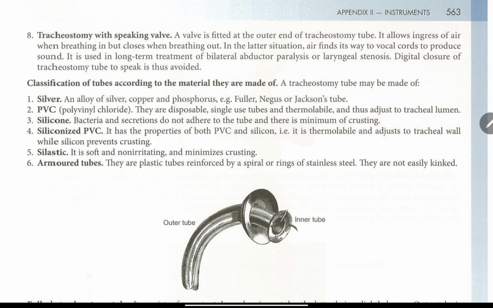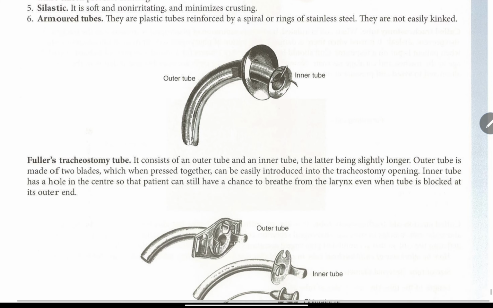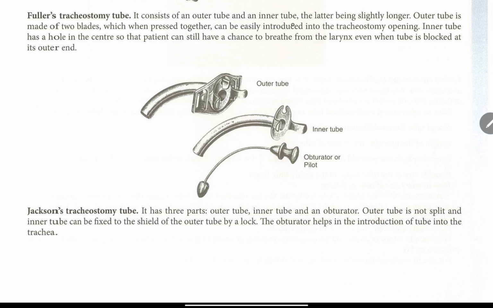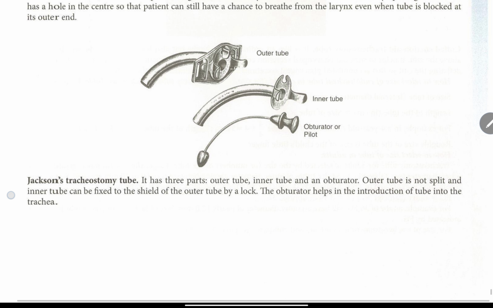This is the inner tube and this is the outer tube. Fuller's tracheostomy tube. It consists of an outer tube and an inner tube, the latter being slightly longer. The outer tube is made of two blades which, when pressed together, can be easily introduced into the tracheostomy opening. Inner tube has a hole in the center so that the patient can still have a chance to breathe from larynx even when tube is blocked at the outer end.